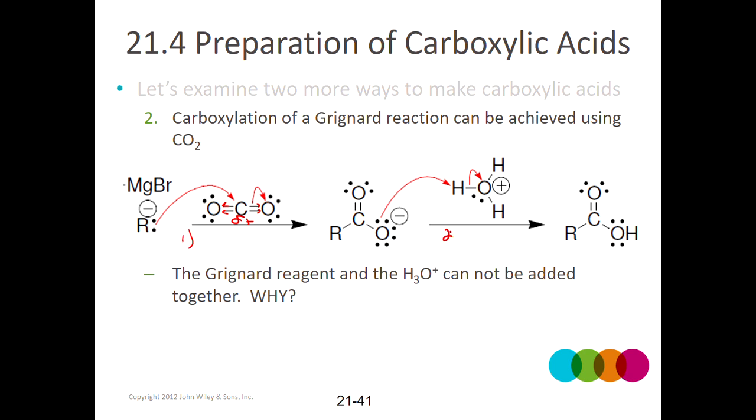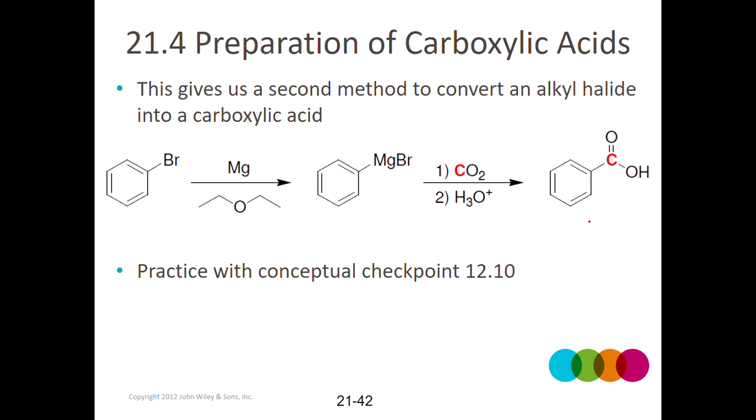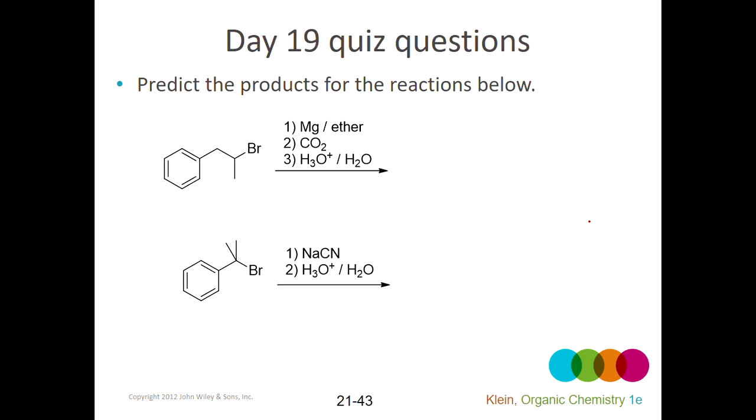And so then in a second step, you would add H3O plus. We can't add it all together because the Grignard would simply pick off a proton from the H3O plus. So again, can't do the Grignard if there's any proton source around. So the Grignard would have to react with the CO2 first, then in a second step, the H3O plus could be used to protonate that. So here's a specific example of how that would work. And here are two more examples.